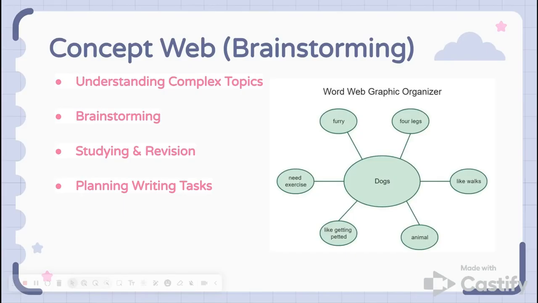Concept web graphic organizers are also helpful to use for studying and revision. They're excellent study tools, summarizing important information visually for easier recall. And finally, concept web graphic organizers are good for planning writing tasks. They help plan essays or reports by clearly outlining all key points and their relationships.